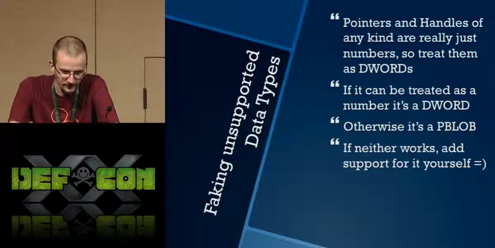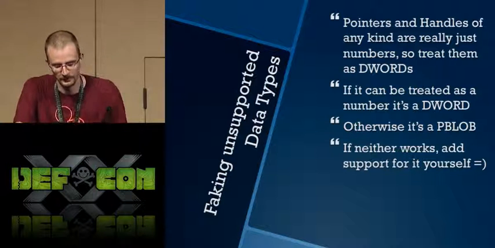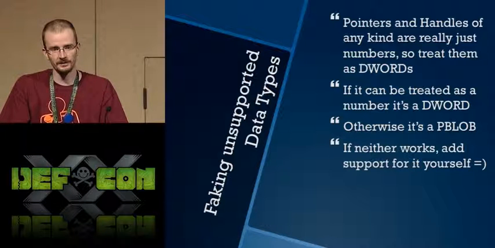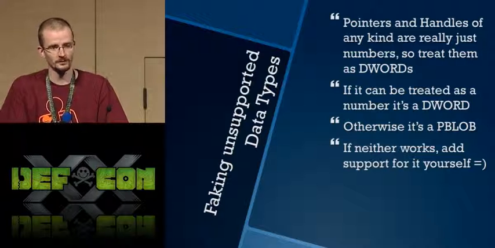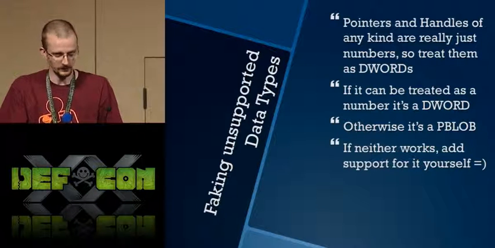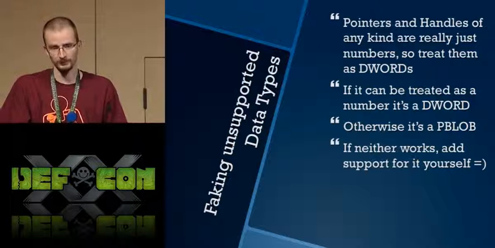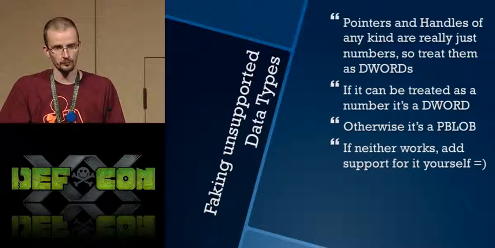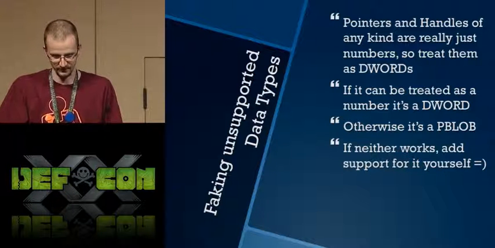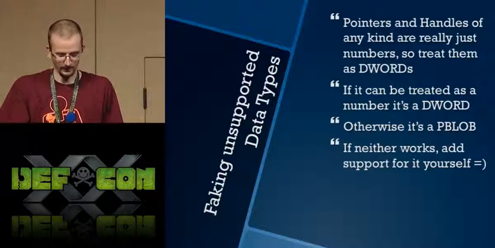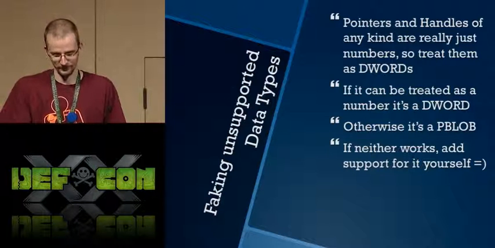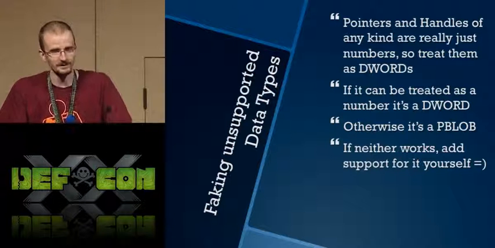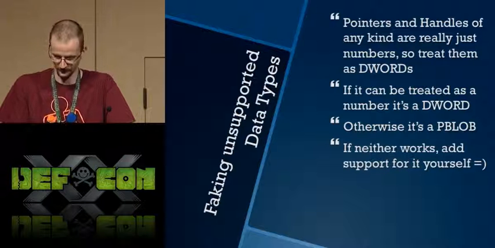So sometimes we have to kind of fake it. I made reference to this earlier with the DWORD thing. There are a lot of crazy data types that you can run into with the Windows API, a lot of custom structures, and even simple things like handles and pointers that Ruby doesn't have a concept of. So we kind of fake it. Anything that basically boils down to being a number, you just treat as a DWORD. Otherwise, it's a blob. If neither really works for your scenario, my recommendation is add support for it yourself. It seems intimidating at first, but it's actually really easy to work with this stuff.